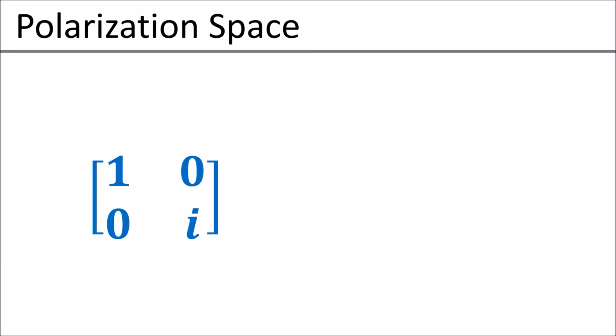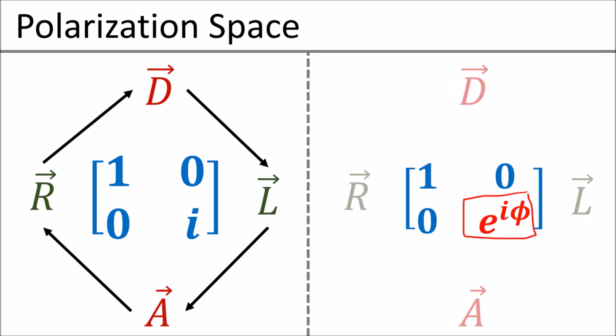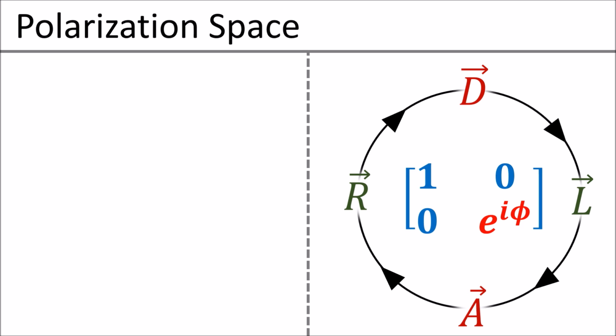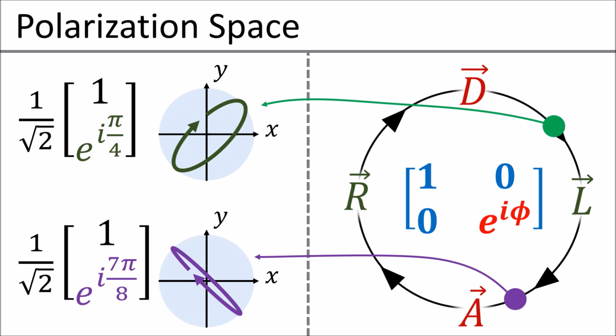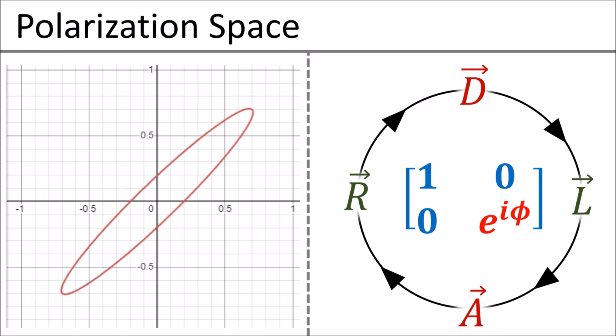So this matrix here allows us to rotate around in a circle between these four polarizations, D, L, A, and R. And actually, if we replace this imaginary i, which represents a quarter phase, with an arbitrary phase, we can rotate continuously around this circle with any phase we like. And this gives us all sorts of different polarizations, including elliptical polarizations. If we rotate around this circle, the polarizations look like this.